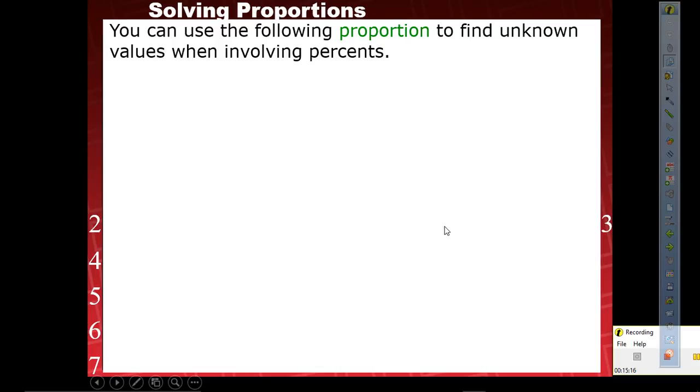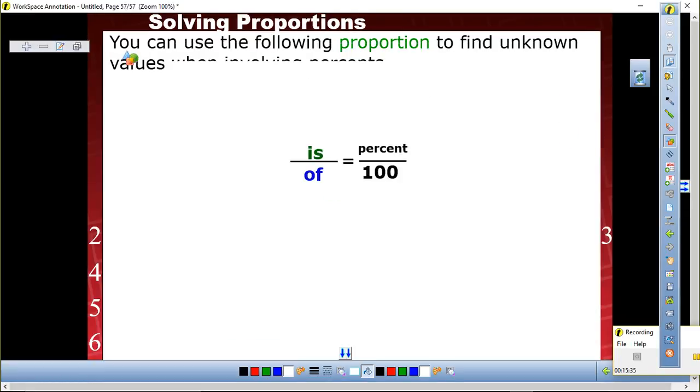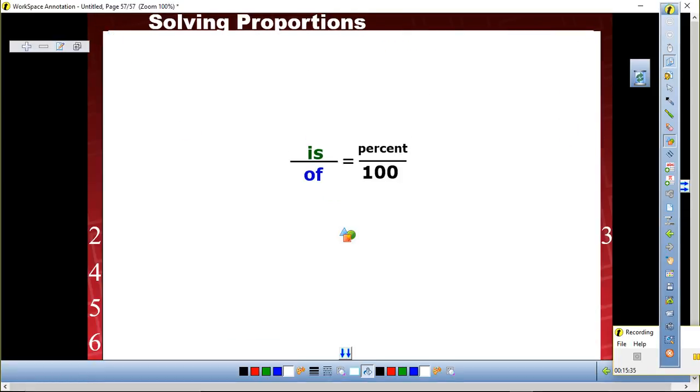All right, with that said, look up. When we get to percent problems, I know some of you can just multiply times percent and so forth. But for the purpose of practicing proportions, I want you to write this proportion, please. Some of you have already seen this before. Copy: is over of equals percent over 100.